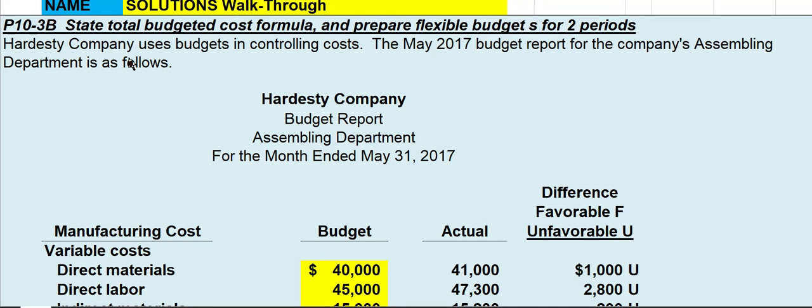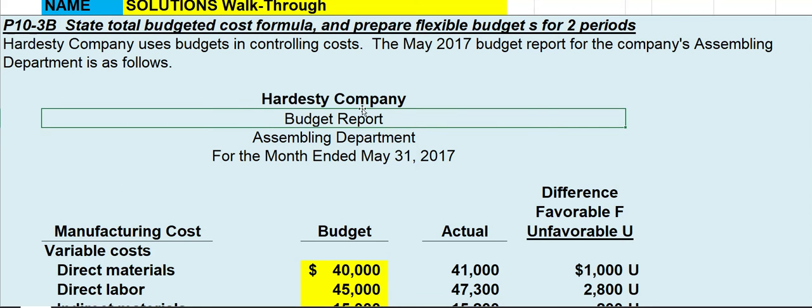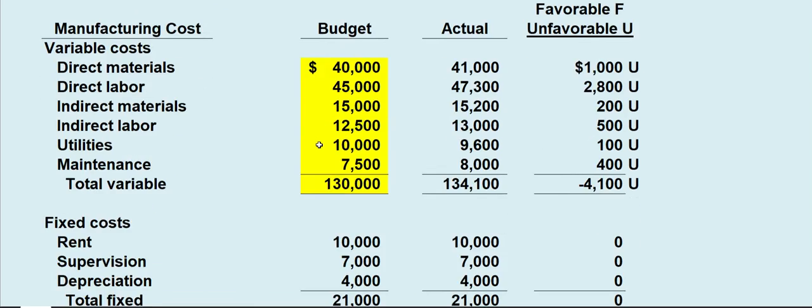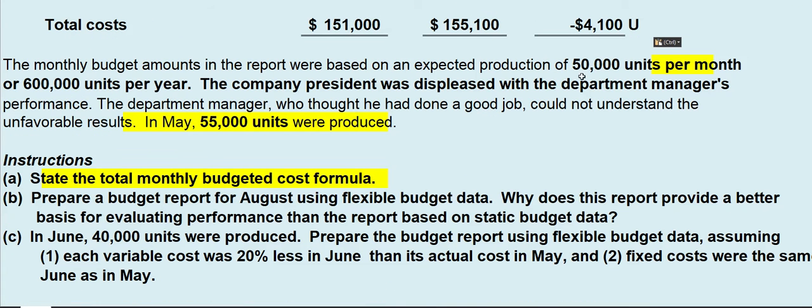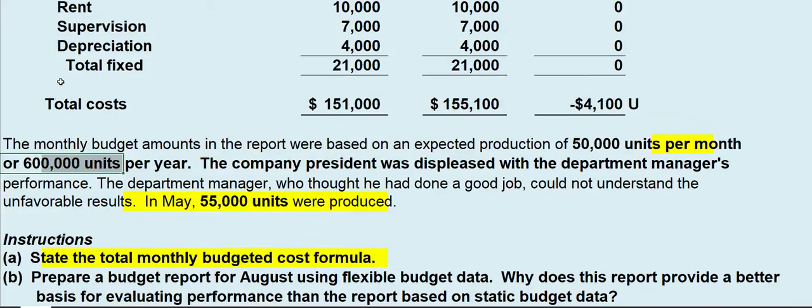In this particular problem, solution walkthrough, I selected problem 10.3b, and we are going to prepare a flexible budget which will then be compared against actual performance to determine favorable or unfavorable variances. In this problem, we have Hardesty Company, and they estimated their budget on a 50,000 unit production each month, which would translate into 600,000 units for the year, 12 times 50,000.